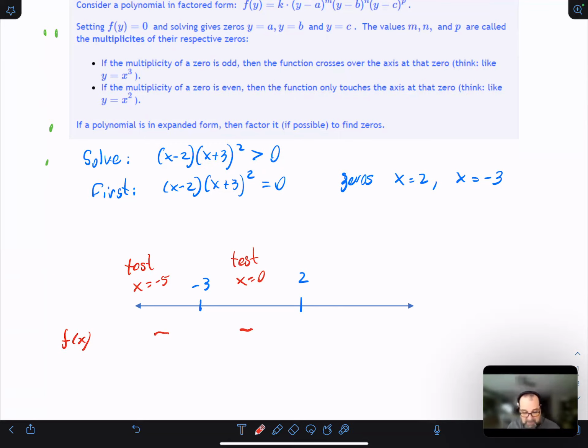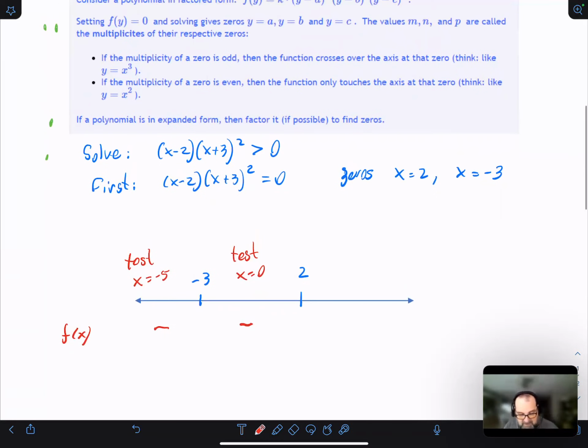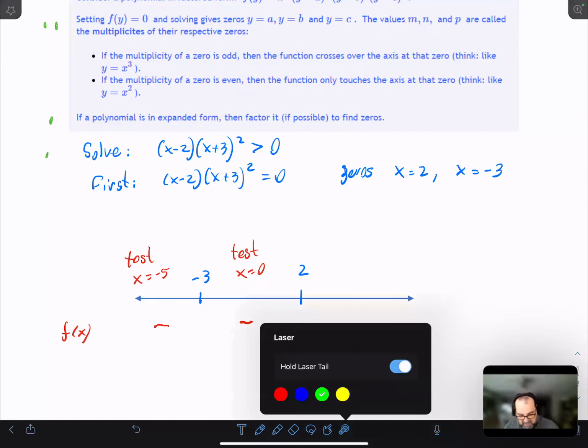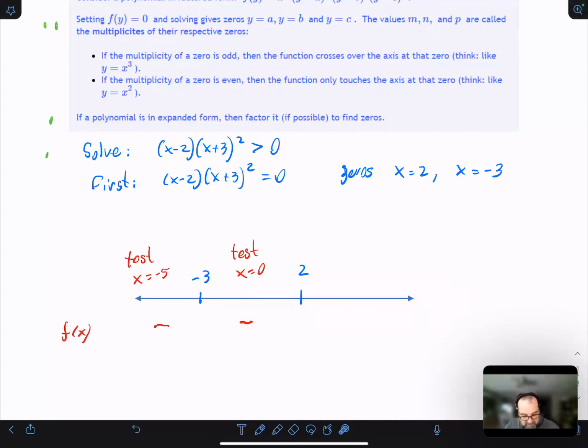Here, a quick point is that you can see the effect of the multiplicity. The zero at negative 3 had multiplicity 2. Multiplicity 2 says our graph touches at negative 3 and does not cross over. Hence, this makes sense. The graph must have come up to the x-axis, touched at negative 3, and come back down again. That is the only way we have below here, but 0 here. It must be this format.